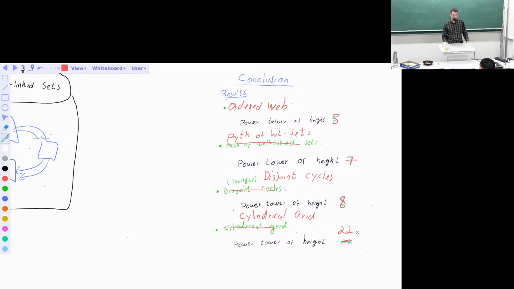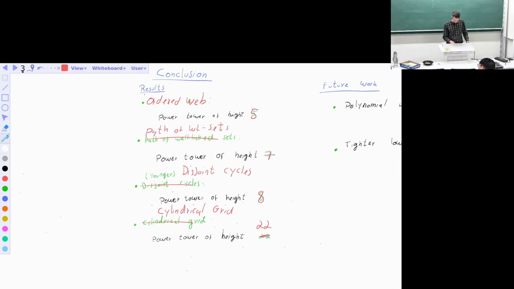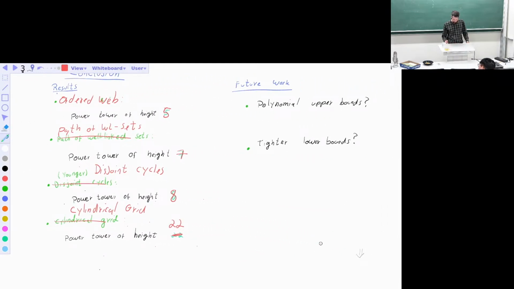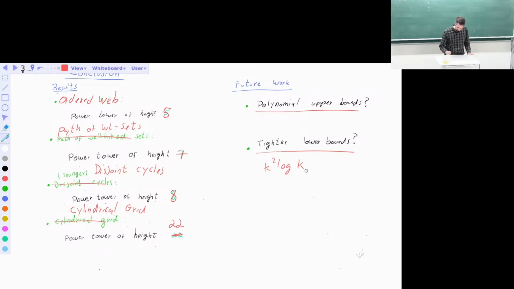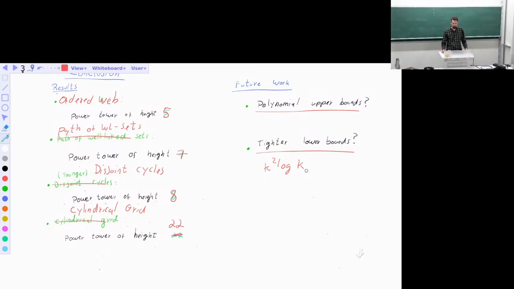That's a summary of the functions that I obtain. A clear direction for future work is whether we can get any sort of polynomial upper bound. That would be interesting. Another direction is also about lower bounds. Currently the lower bounds are not very exciting. I think the best one so far is something like k squared or k, which basically comes from the undirected grid theorem. So it would be interesting to know if you can get a lower bound higher than the undirected case.